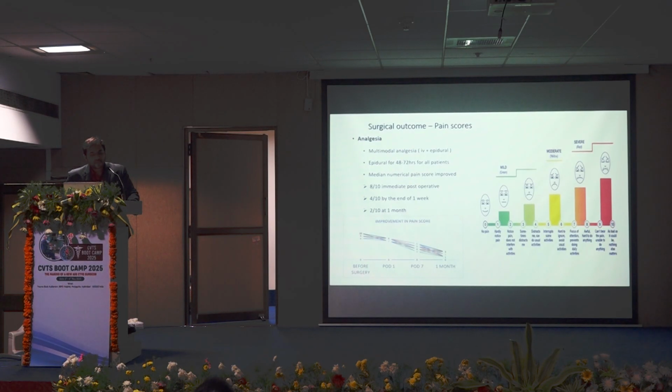And surgical outcome, the pain analgesia. The pain control is very important in the initial days after this rib fixation because they will be having very severe pain. So we don't compromise on giving any painkillers and additional analgesia support. We usually give multimodal analgesia, IV and epidural. Epidural we continue for at least 3 days. And this is the median numerical pain score. The pain score of the patient immediately post-operative is 8/10, and after 1 week it is 4/10, and after a month it is drastically improved. It is 2/10. Almost most of the patients don't complain of any pain. They complain of a little discomfort. That's it.